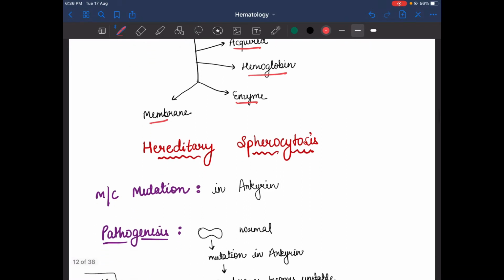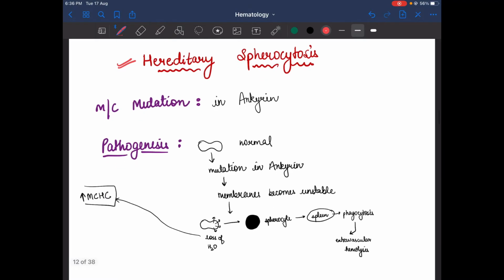So let's do hereditary spherocytosis, which is a type of membranous cause. In hereditary spherocytosis, the most common mutation is ankyrin. Please remember it. Don't say that spectrin is the most common cause. So the most common mutation in hereditary spherocytosis is ankyrin. This is a structural membrane protein. If there is any mutation in the ankyrin protein, then the membrane gets destabilized. So how does the pathogenesis occur?